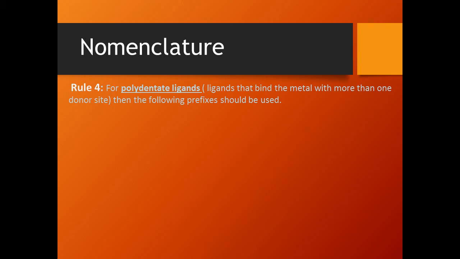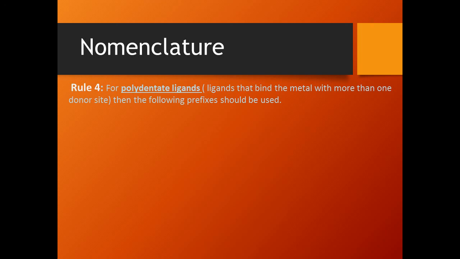So far we have seen some of the ligands, for example ammonia, chlorine and bromine, and those ligands have only one donor site. That is, ammonia can bind only with nitrogen, chlorine binds with chlorine, bromine binds with bromine. So far we have used such type of ligands called monodentate ligands. Polydentate ligands means ligands that have more than one donor site.